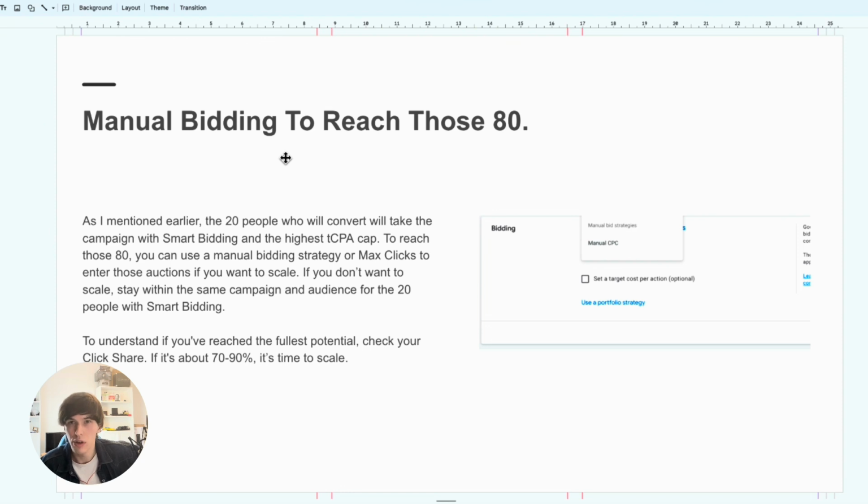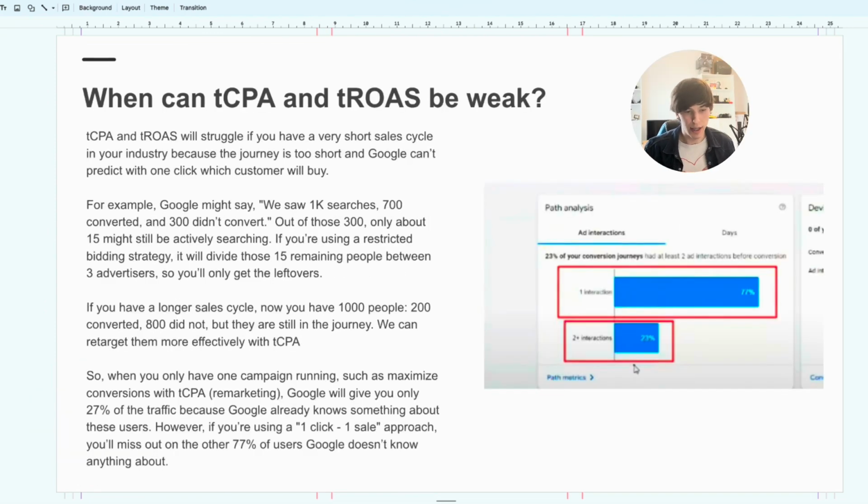How do you understand if you've reached full market penetration? Just look at the click share. If it's about 70-80%, it's time to scale and to launch max clicks to complement this target CPA with broad. If you have, for example, 30%, 40% in your broad match campaign plus target CPA, you can stay with this campaign and increase budget to reach those 70-80% of click share.